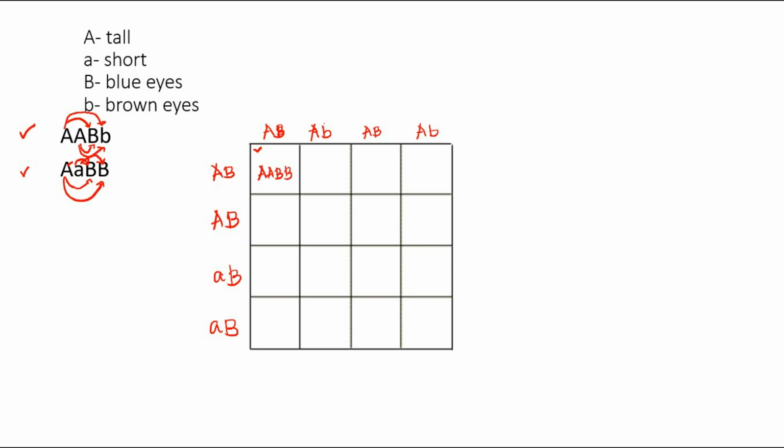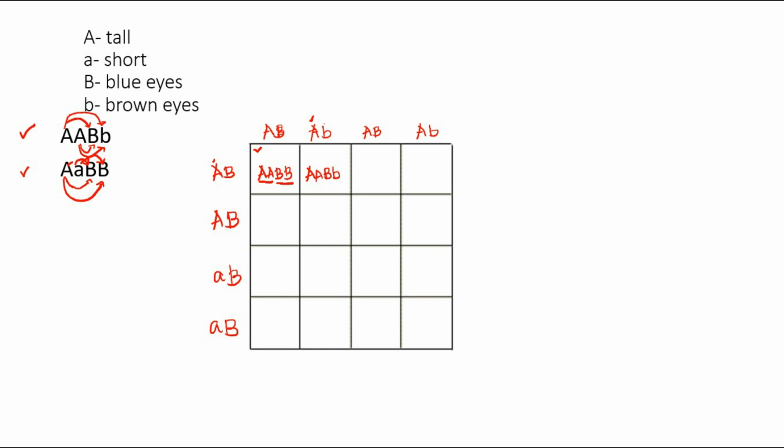Okay? So what does it mean? Since you have dominant AA, this is homozygous dominant, this person will be tall. And aside from being tall, it's also homozygous dominant in terms of the color of the eyes. So that will be blue eyes. So this person will be tall and will have blue eyes at the same time. For the next box, we are going to get this one and that one. That will be AA and then dominant B and recessive b.